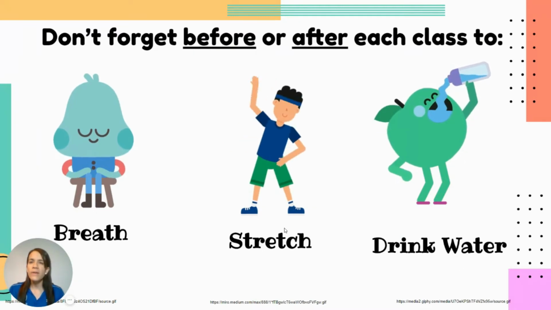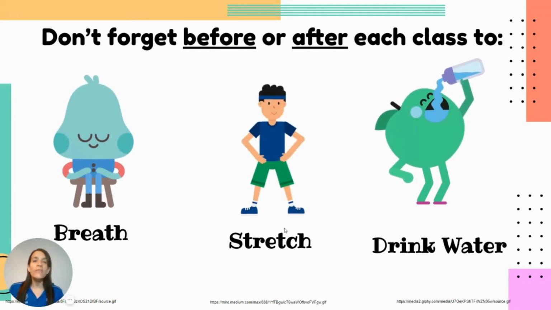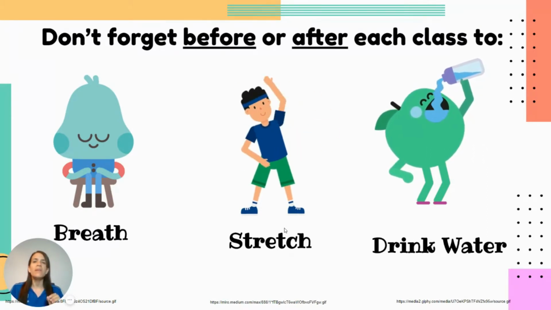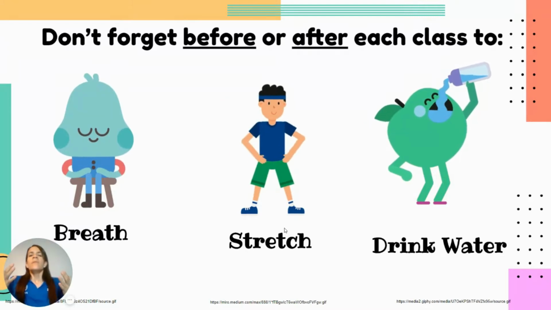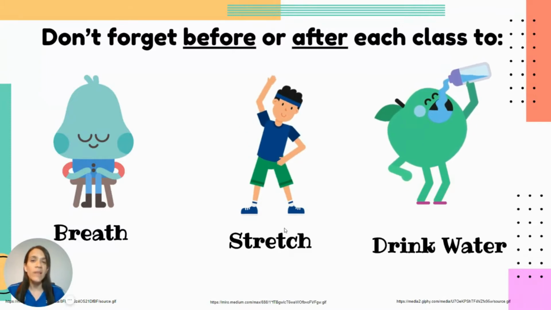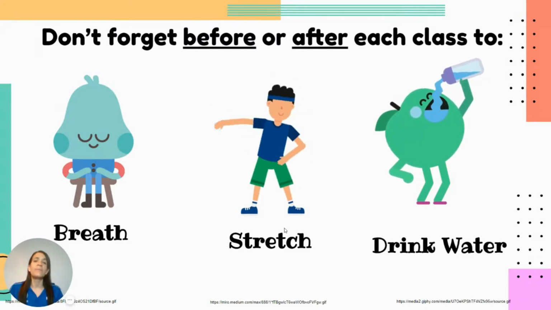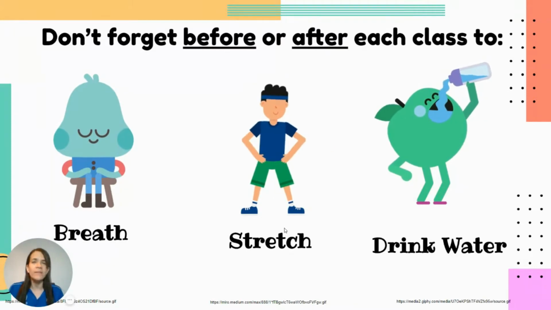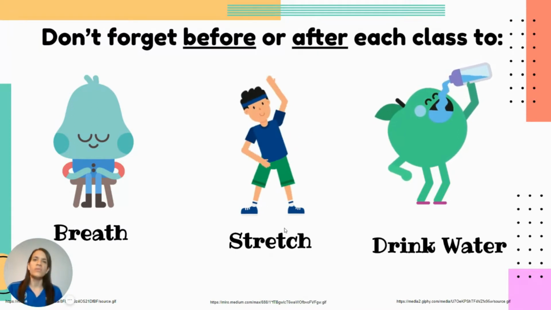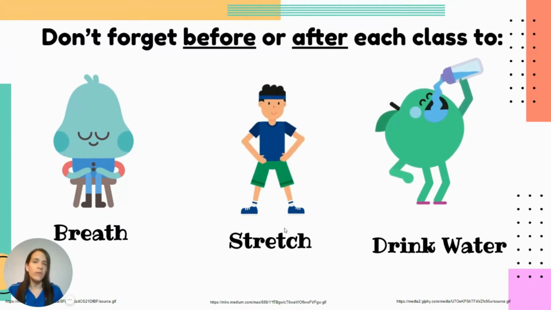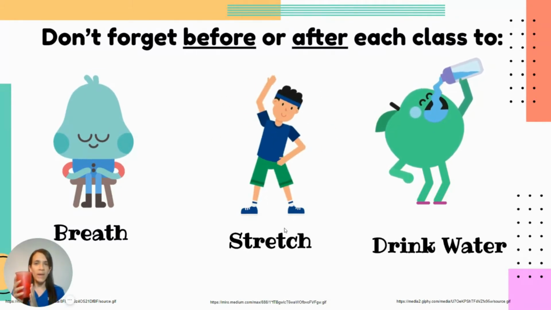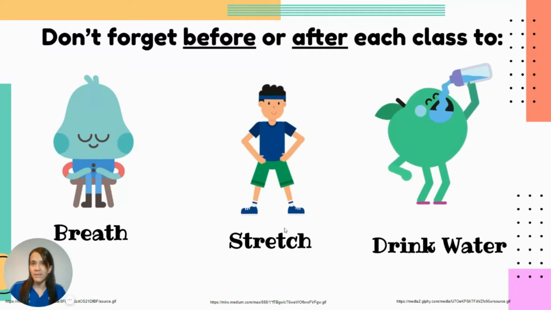Now, before we start, don't forget that before or after each one of your classes, you must breathe once in a while. This means to inhale and exhale several times. This will help to bring oxygen into your brain. Also, stretch once in a while. Stand up, use the chair to stretch or go up and down the stairs. And at the end, don't forget to have your water nearby. It's important for you to stay hydrated.